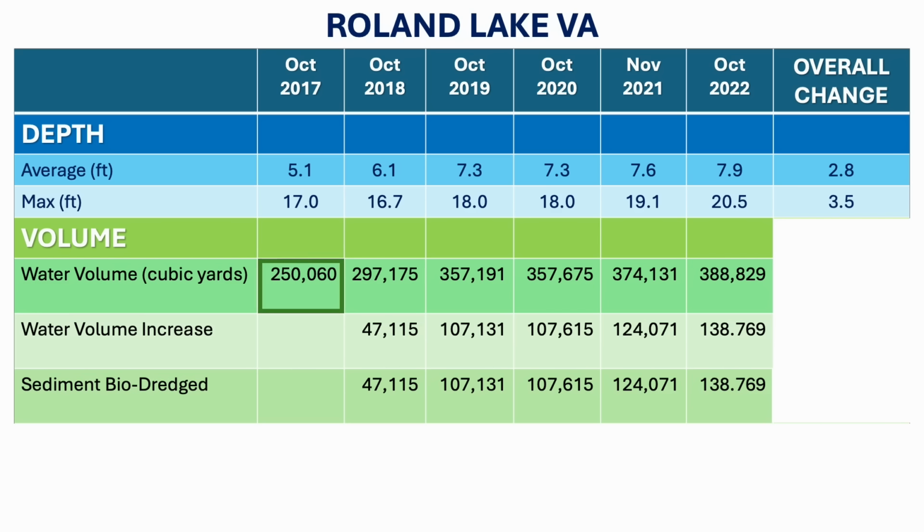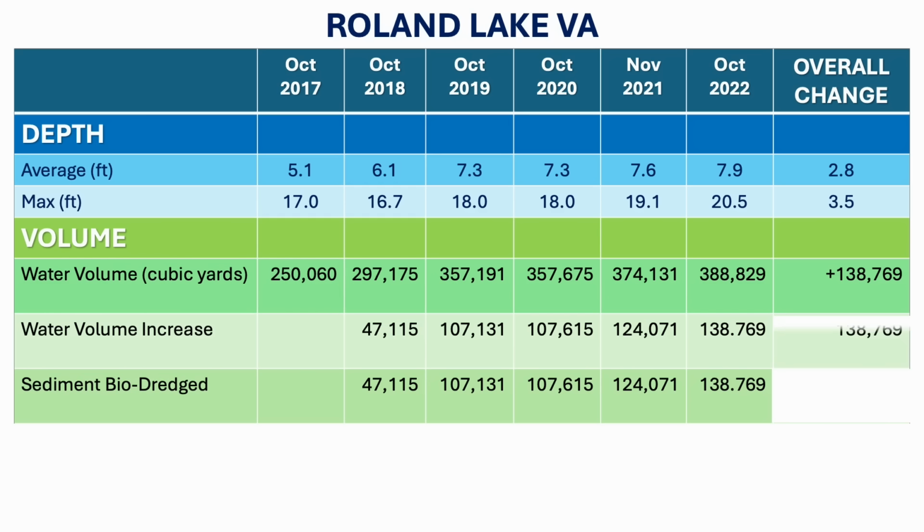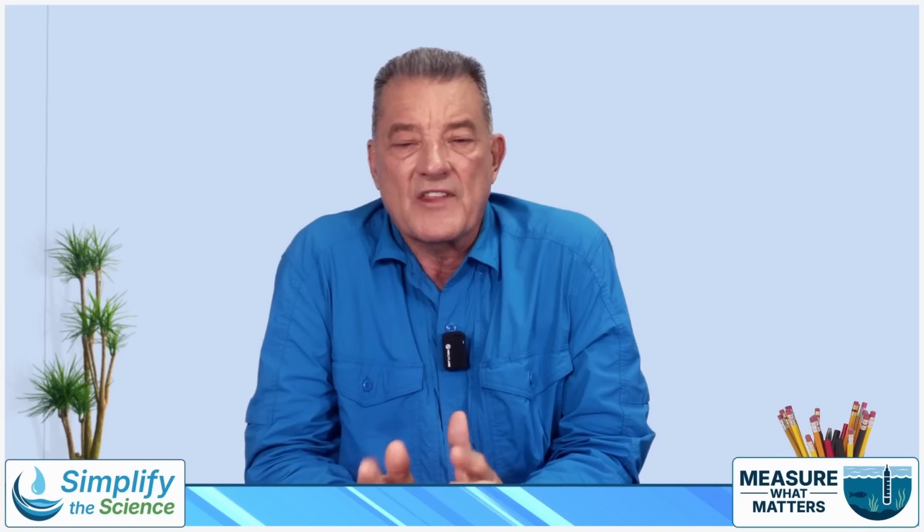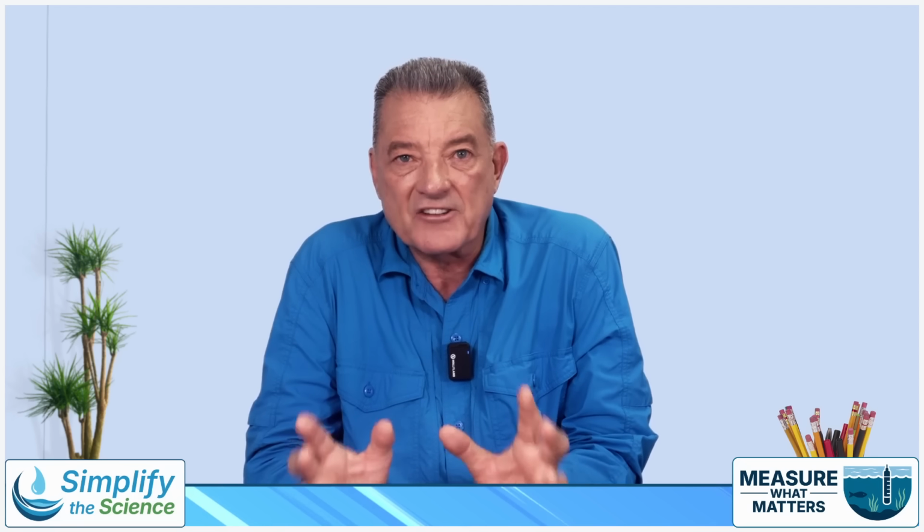So if we look at the volume in cubic yards in 2017 and compare it to 2022, we see we've increased the water volume by 138,000 cubic yards. So that increase in water volume is the amount of sediment biodredged away. So 138,000 cubic yards was dredged away. And if we do that calculation as a percentage, we've increased the water storage capacity of the reservoir by 55%. So that is biodredging in action at scale.